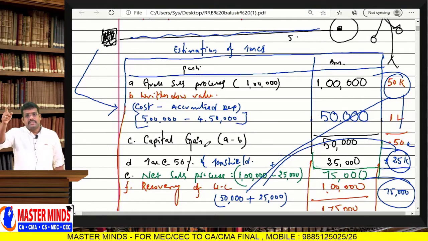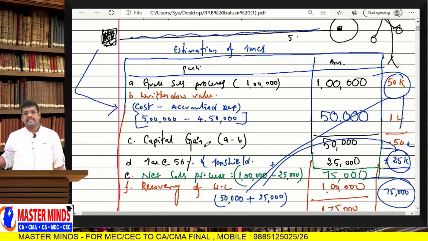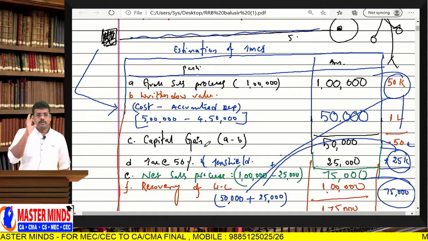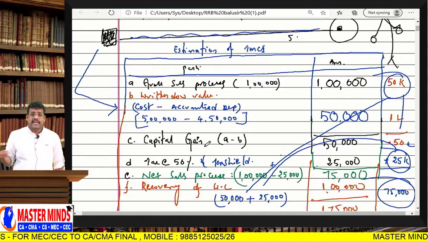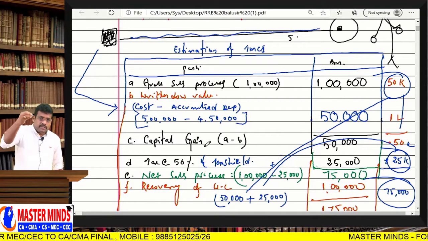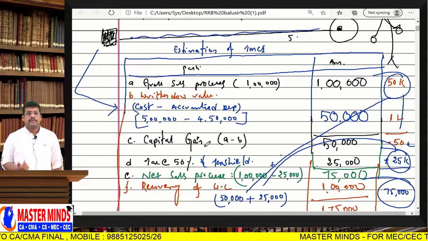Whatever the gross sale proceeds are, if you get a gain, you have to pay tax. Gross sale proceeds minus tax is nothing but net sale proceeds. If you get the advantage of a tax shield, then gross sale proceeds plus tax shield would be your net sale proceeds.